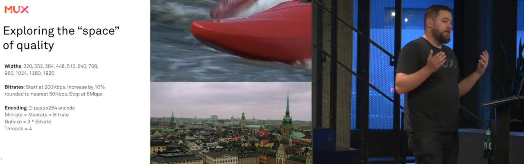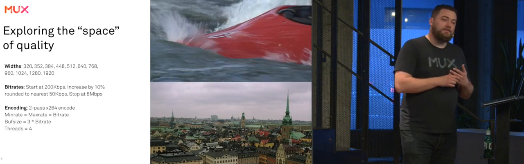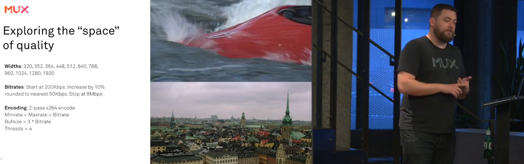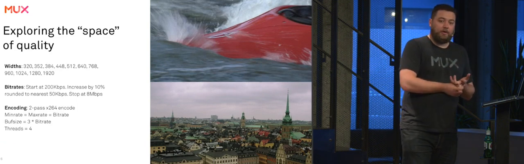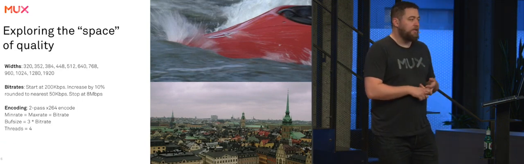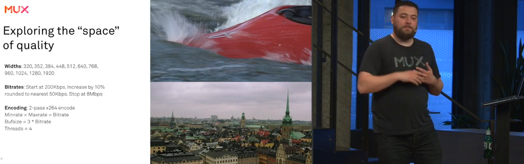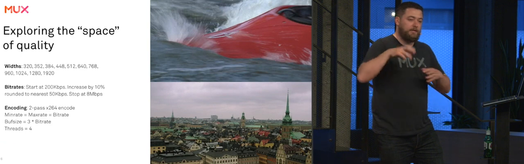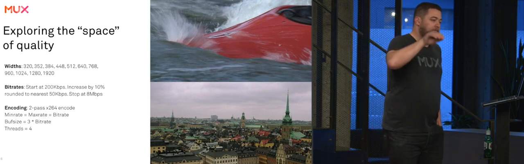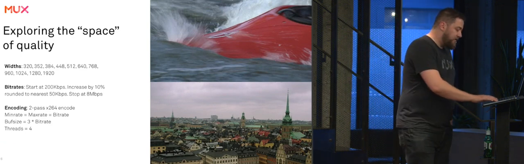I'm going to do a bunch of encodes at a bunch of different widths. These widths are taken from things like the Netflix blog post. I've also sprinkled in one or two from the Apple encoding ladder just for thoroughness. And I started at 200 kilobits and worked my way up in steps of 10% or 50 kilobits, whichever was higher, sort of rounded up to 50 kilobits. So that gives us this really cool graph.